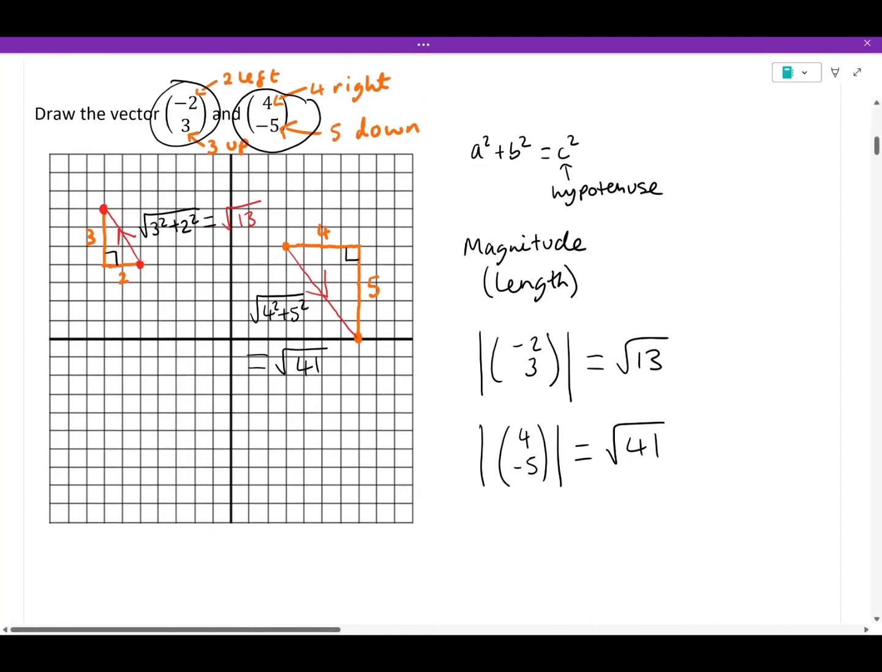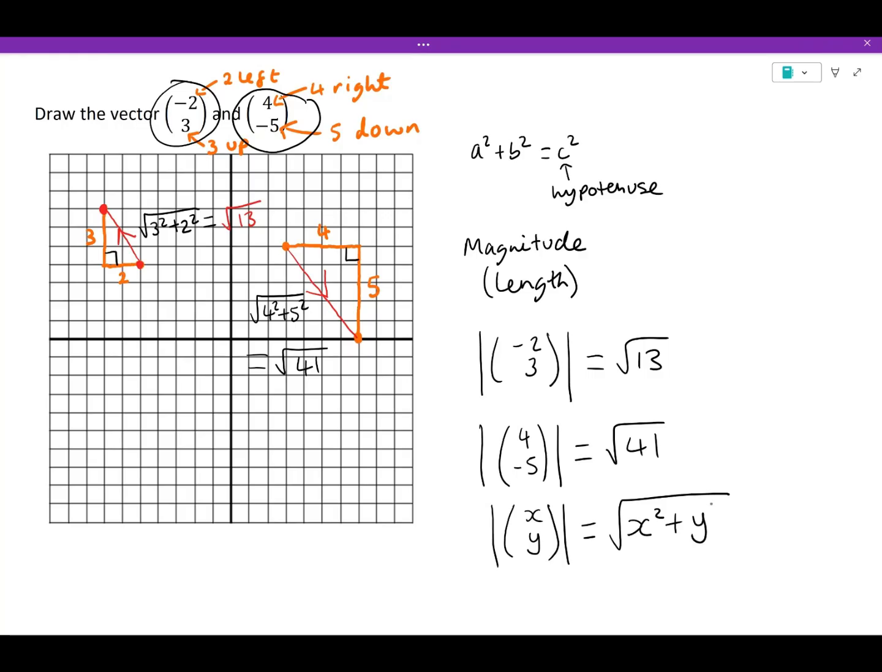Okay. Now we can generalize this, because what you'll find is we're essentially doing the same thing every single time. Okay, let's say we had a vector which was x y, and I wanted to calculate its magnitude. Well, what you'd end up doing is you'd square root, and you'd square each component. So we'd do x squared, and then we'd add it to y squared. Okay, and that would be our generalization. You do not need to draw a vector out to calculate its magnitude. You could just use that formula.